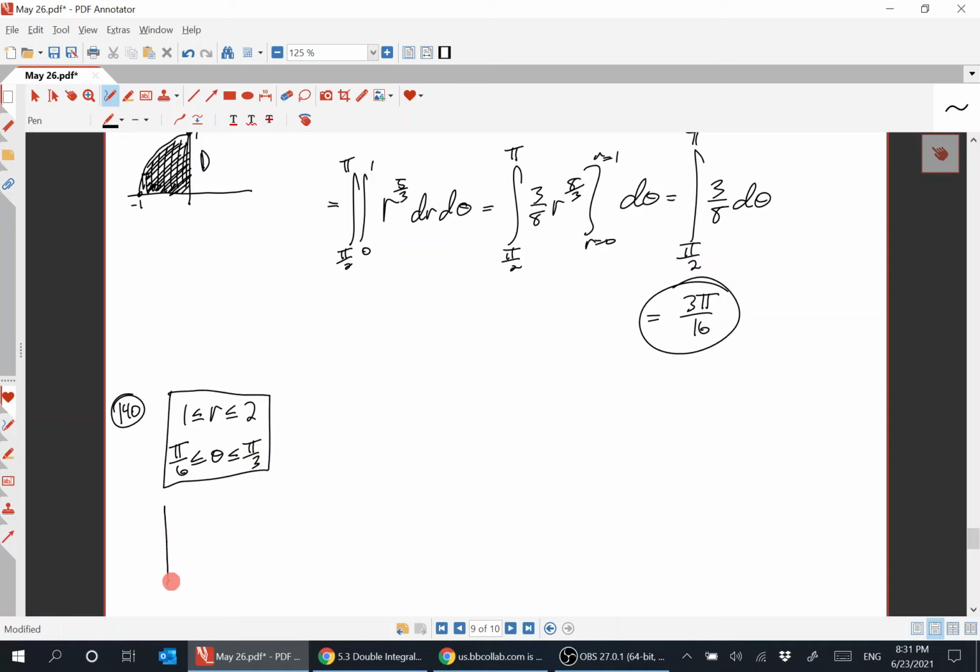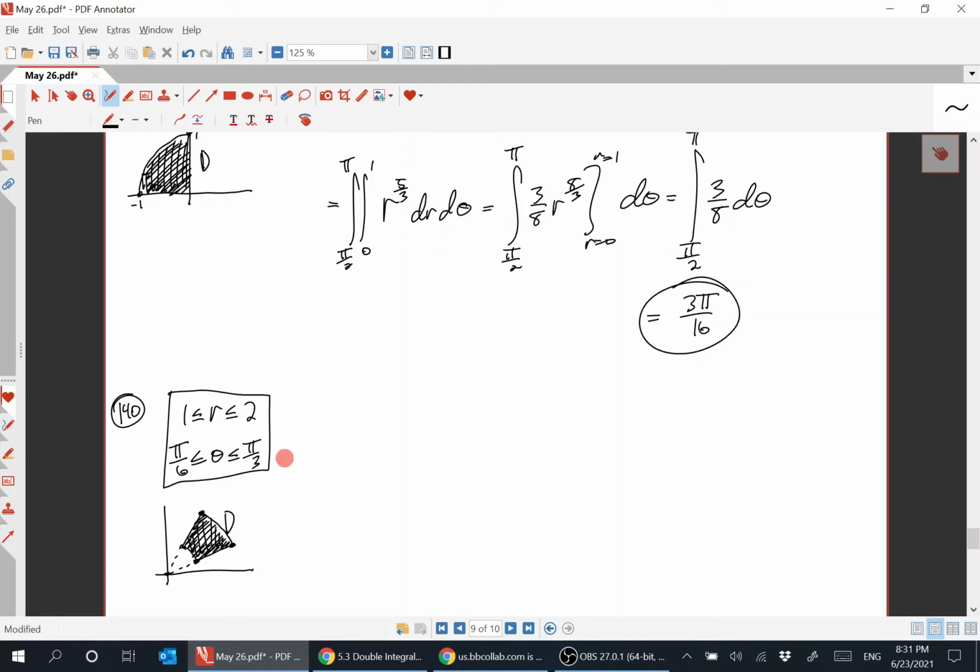So that's a really tiny region there. Theta from pi over 6 to pi over 3, so that's 30 degrees to 60 degrees, and then r from 1 to 2. So it's just that right there. And so this is D. Not that you have to draw the picture in these cases, but I'm just doing it for kicks.